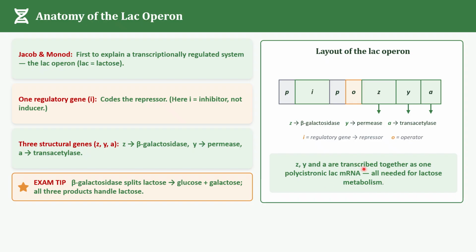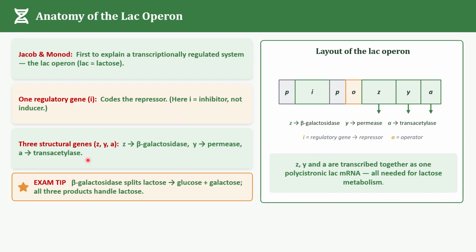Next one is the Y gene. The Y gene codes for permease. Permease increases the permeability of the bacterial cell to beta galactosides and also helps lactose to enter the cell. Next is the A gene. This gene codes for trans-acetylase. The products of all these three structural genes are involved in the metabolism of lactose.